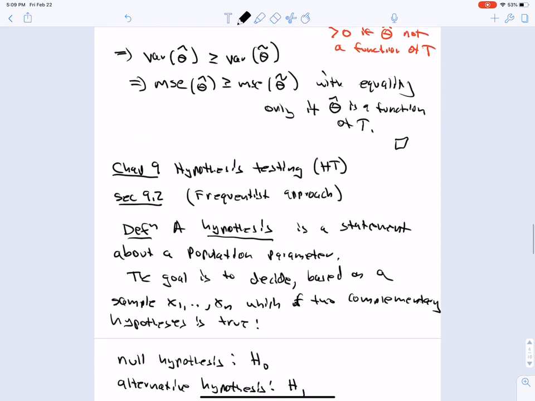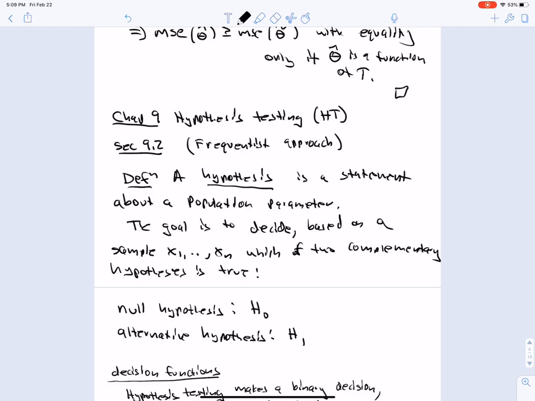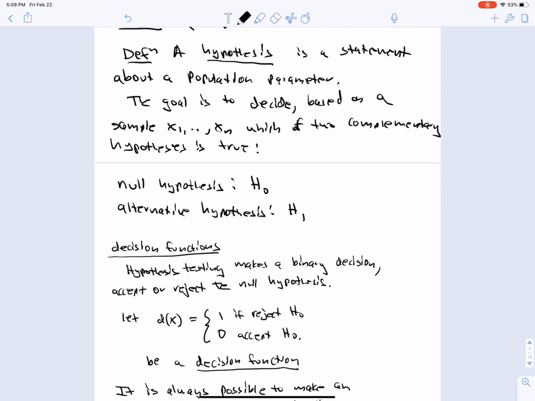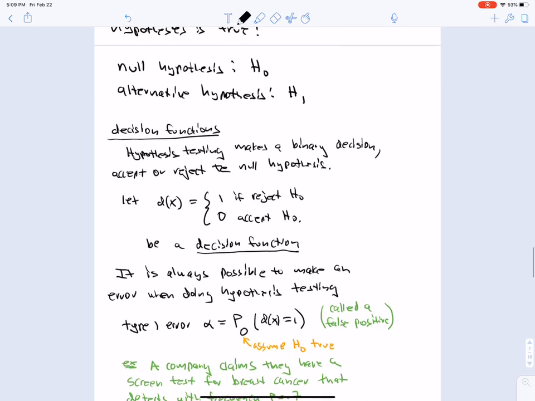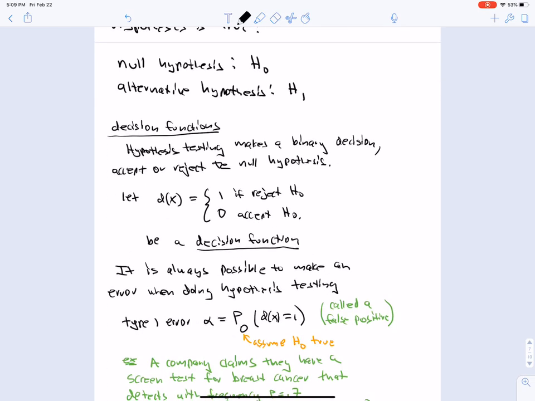Congratulations. And now chapter 9, we're just going to briefly start on hypothesis testing. We're going to concentrate on the frequentist approach. So a hypothesis is a statement about a population parameter. We're going to have two competing hypotheses, the null and alternative hypothesis. A decision function will decide between these two. So we say that d(x) is 1 if we reject the null, and d(x) is 0 if we accept the null.